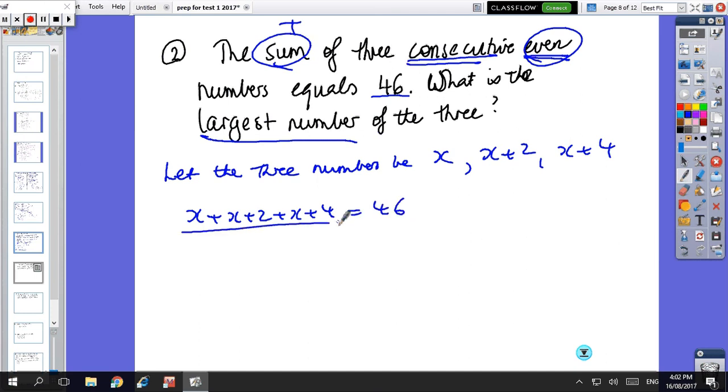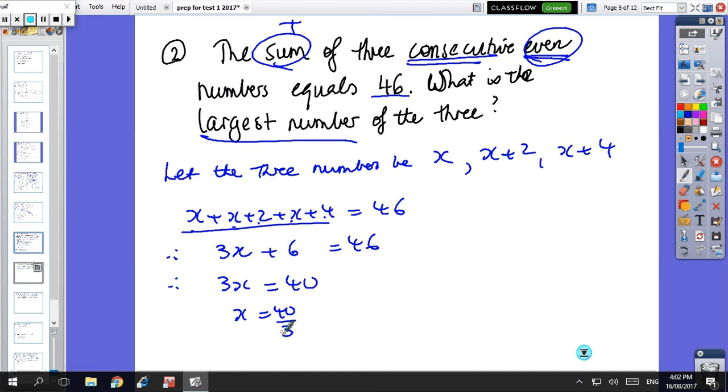So collect like terms, x and x and x is 3x, 2 and 4 is 6, equals 46. Oh my god, what have I done? So 3x equals 40. So I've made a mistake. There are no consecutive even numbers that add to 46. So there is no answer.